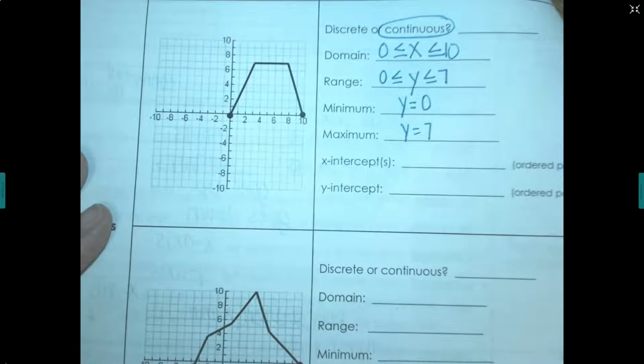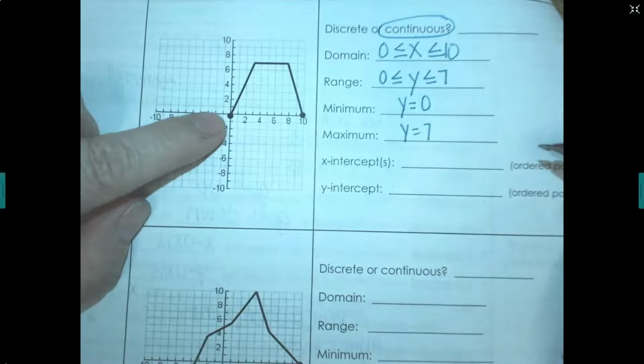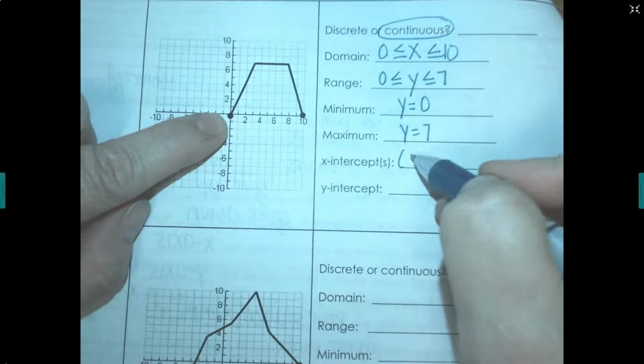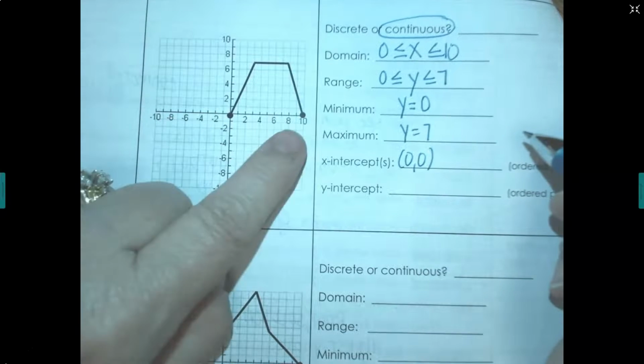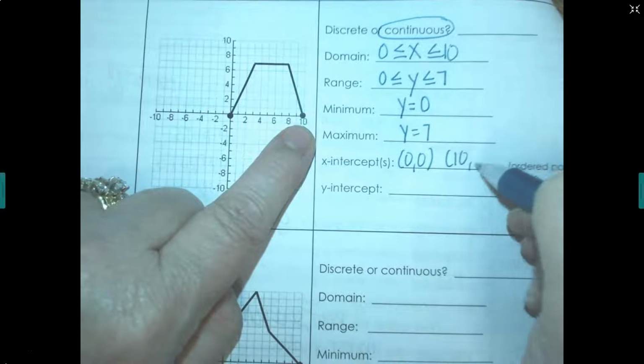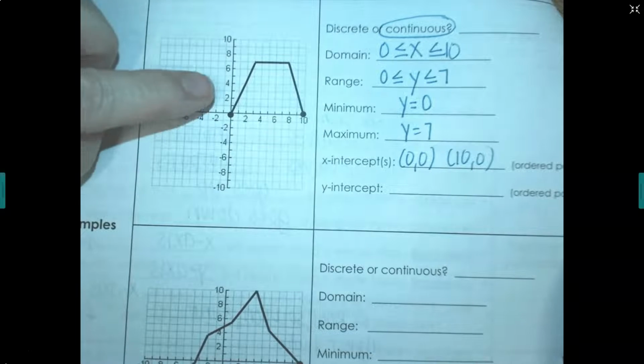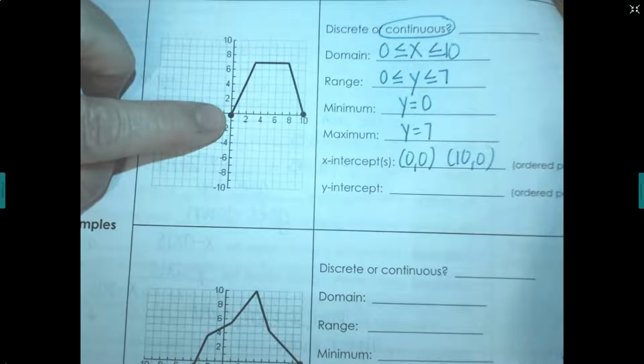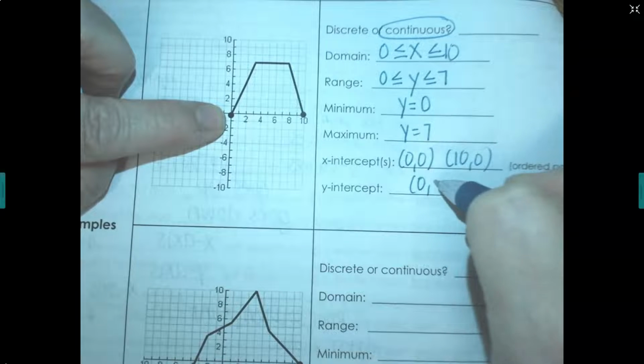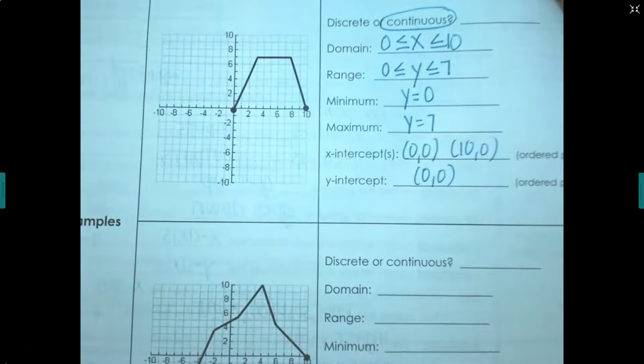All right, x-intercepts. I want to know the name of the points where the graph crosses or touches the x-axis. So we touch the x-axis here at 0, 0. And we touch it again over here at 10, 0. And then our y-intercept, the name of the point where the graph crosses the y-axis, is also 0, 0.